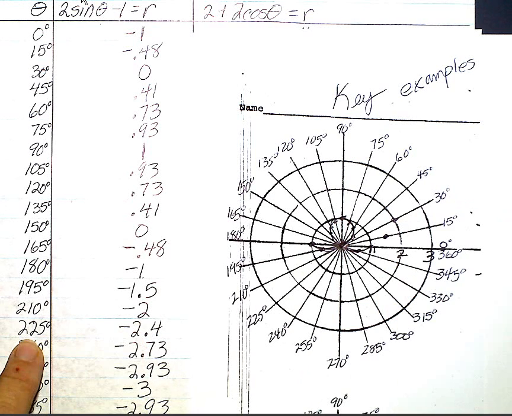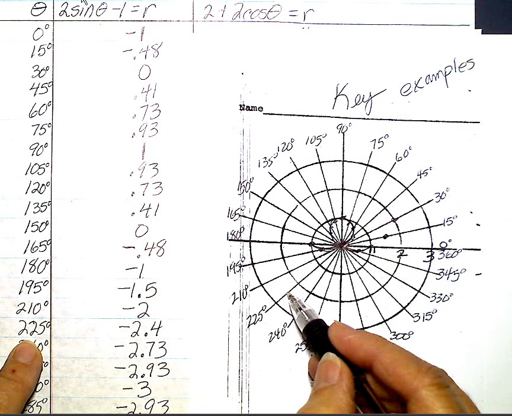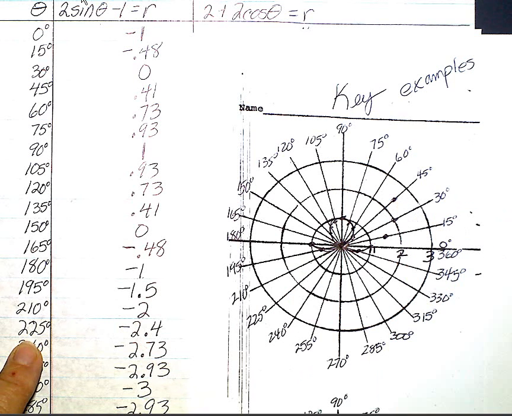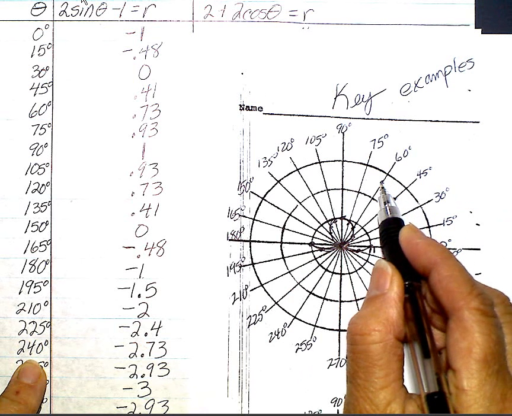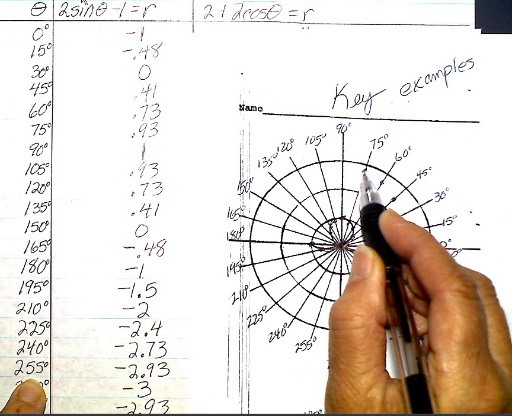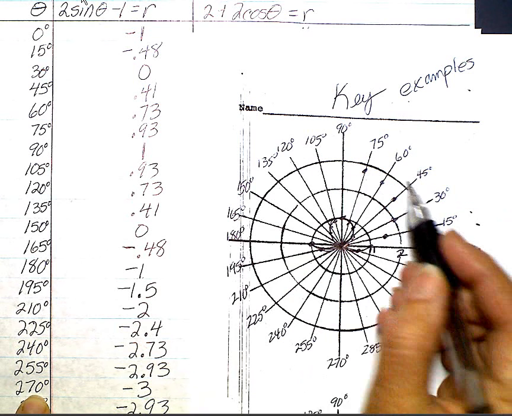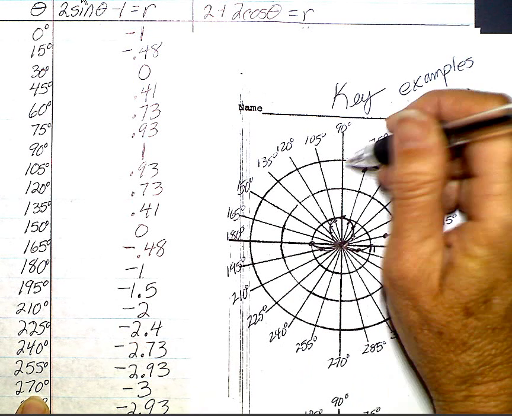Okay, 225, I'm at 2.4, so this would be 2.4. I'm going to go backwards to a negative 2.4. 240, I'm at negative 2.73. 255, I'm at a negative 2.93. And at 270, which is the last one down here, I'm at negative 3. So at 270, this would be positive 3. I'm going to be back up here at negative 3.